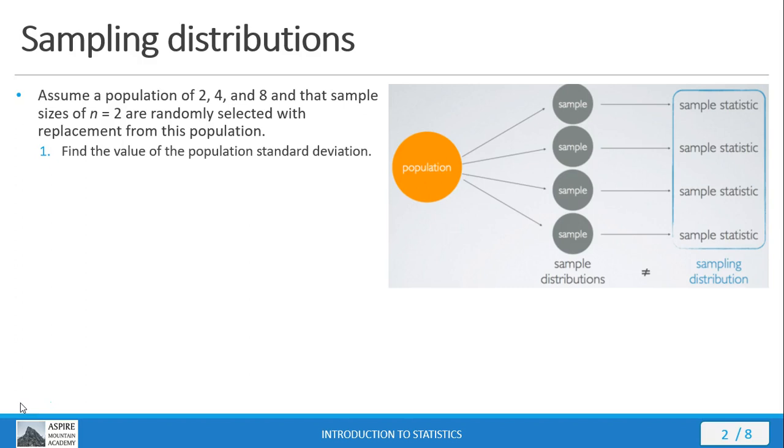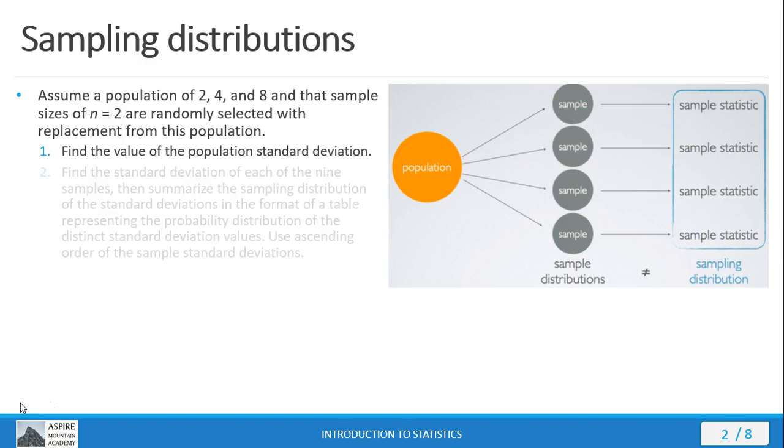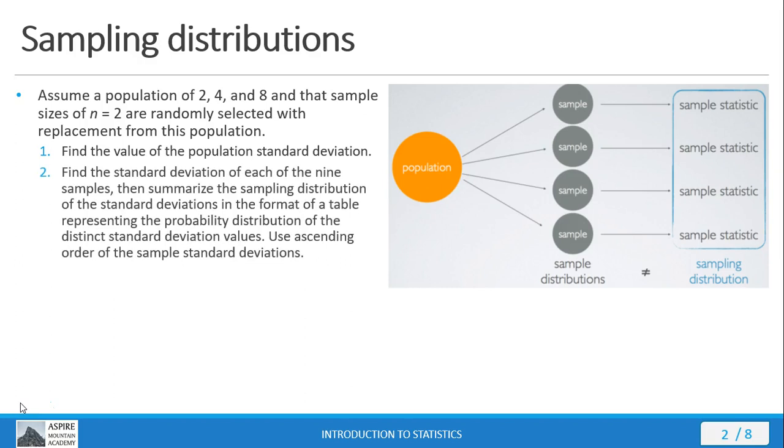First, we're going to be asked to find the value of the population standard deviation. Next, we're going to be asked to find a probability distribution table for our sampling distribution of standard deviations.